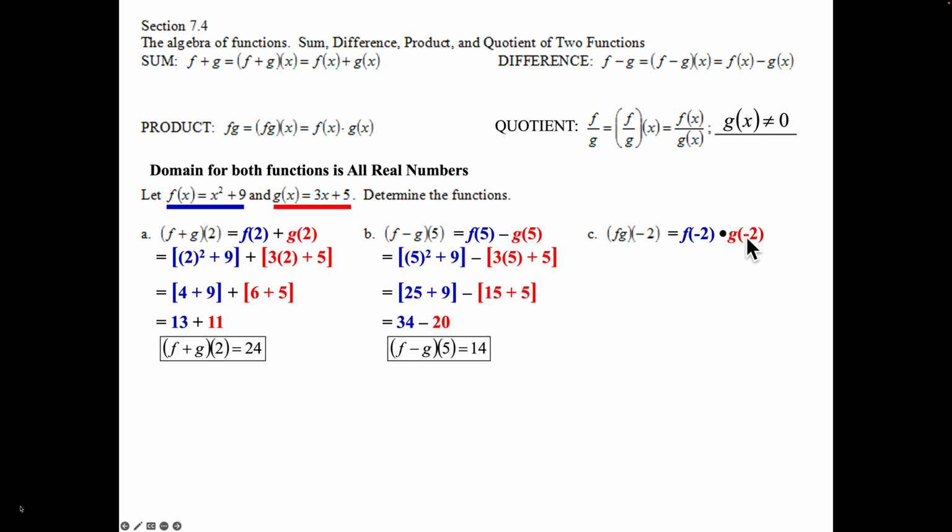(f times g) of negative 2, again, negative 2 is going to go into the x of the f function, and of the g function, keep brackets there. We want to simplify each function individually till at the very end we multiply. Negative 2 squared will be 4. 3 times negative 2 will be negative 6. We'll have 13 times the negative 1, which is just negative 13.